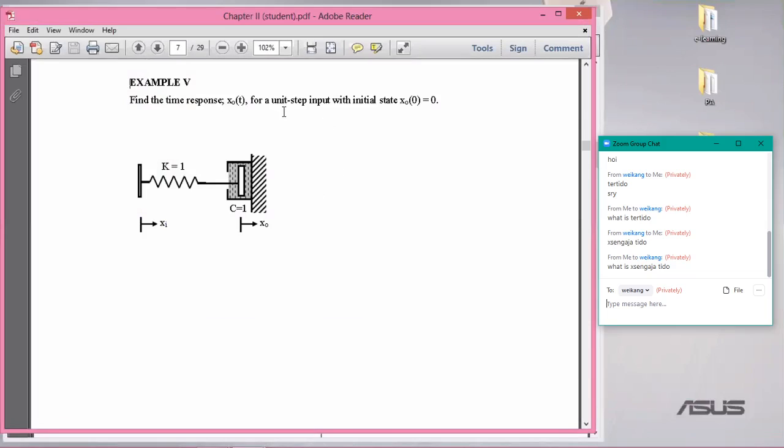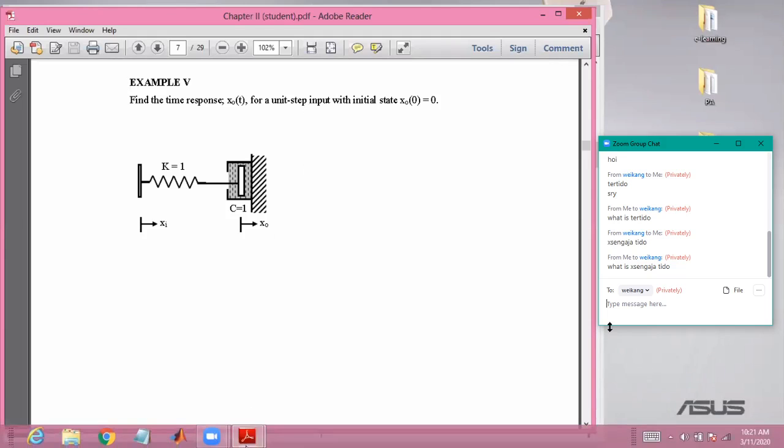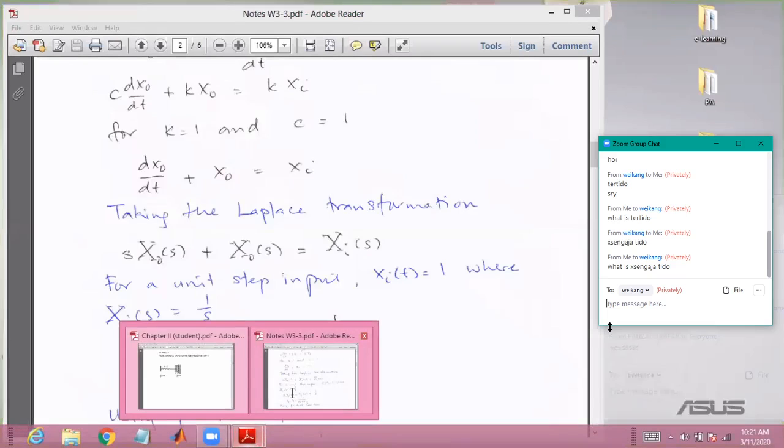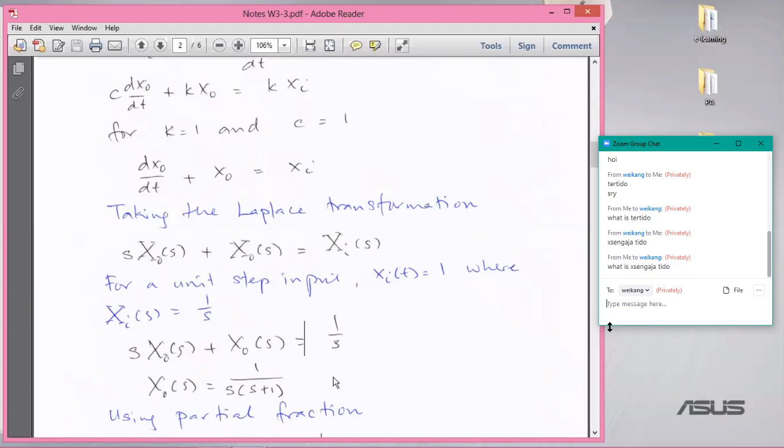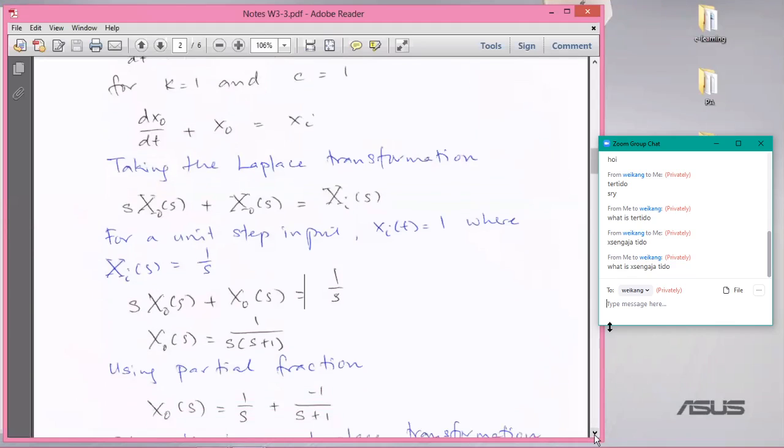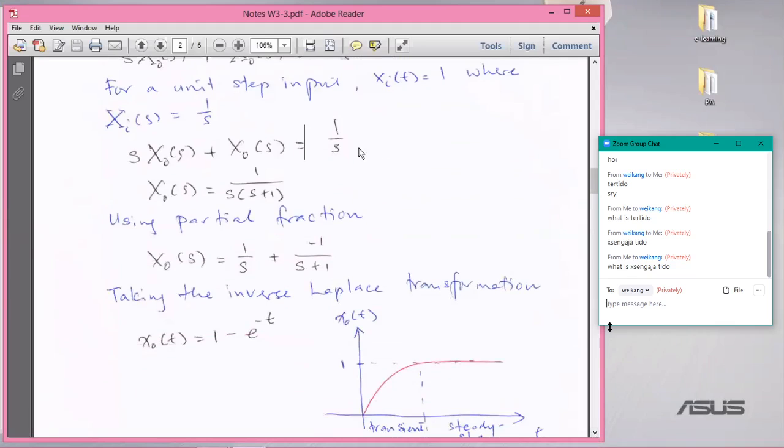See, this is a unit step input. For a unit step input, when you take the Laplace transform of that, you get 1 over s. This is a unit step input, 1 over s. So this is the Laplace transformation of the first derivative, and this is just the Laplace transform of the variable.